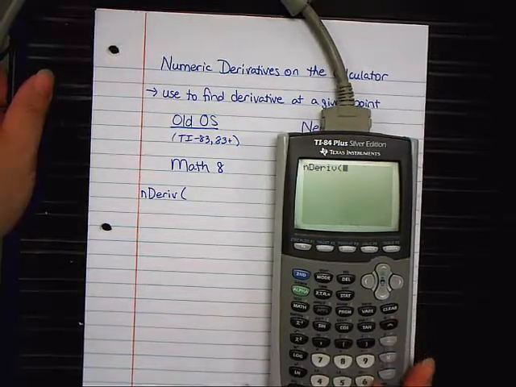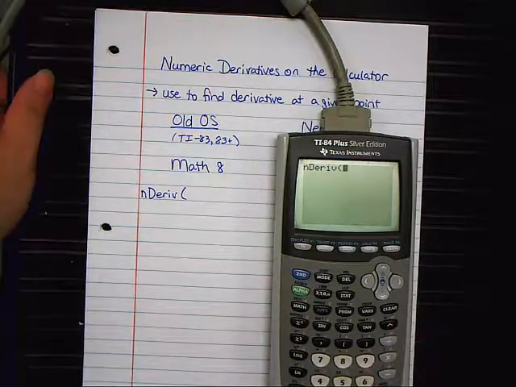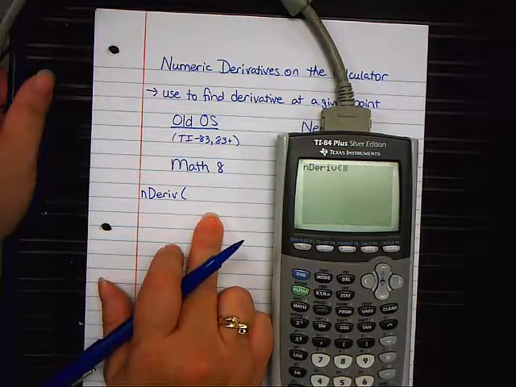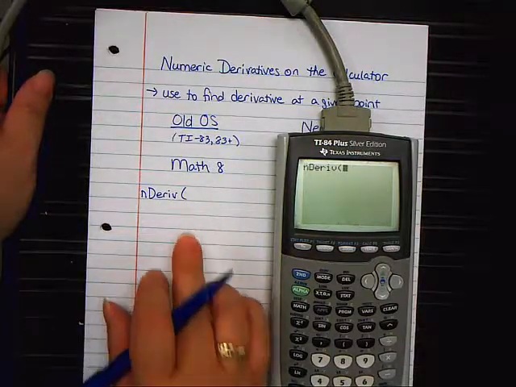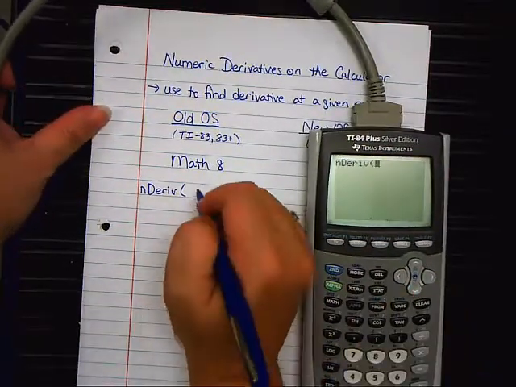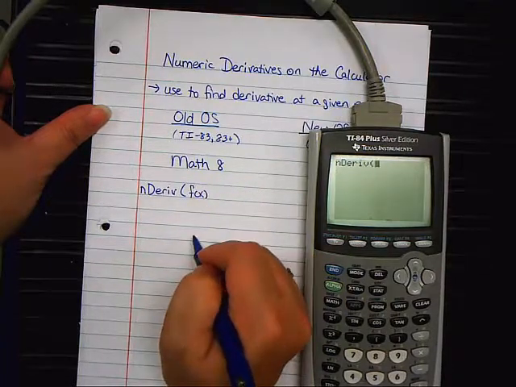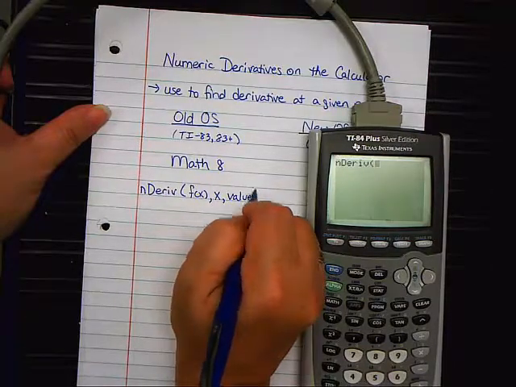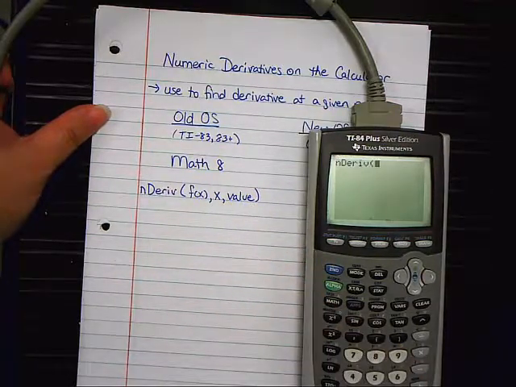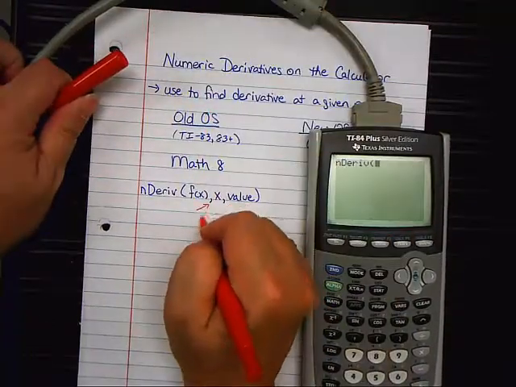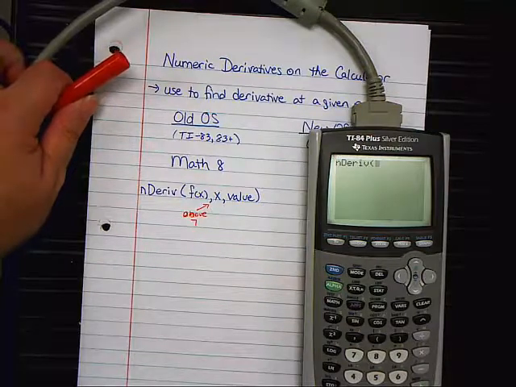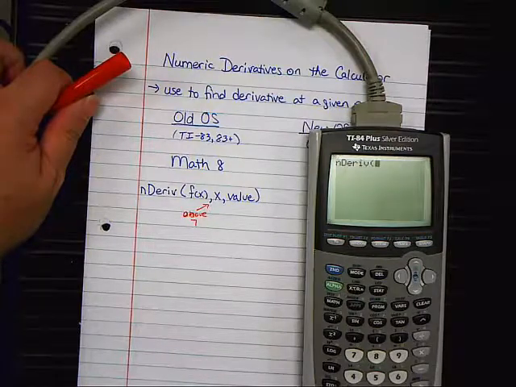For those of you who have an 83 calculator, you're going to see this. And then after this, you're going to type in the following. Now, you're not going to do it now because you don't have a function to do it with just yet. Please just write this down. Write f of x, comma, x, comma, value. And the comma is above the number 7, because that's something we haven't used a whole lot in this class, the comma key.